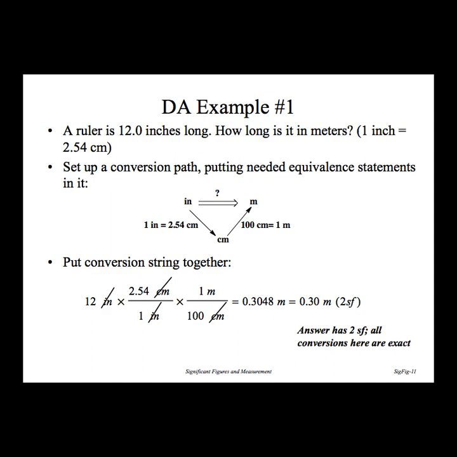Gives me 0.3048 meters. I'm only allowed two significant figures because I started with that 12. So my answer is 0.30 meters. That's two significant figures. All the conversions we use, notice, are exact. Well, let's look at another dimensional analysis example, and this one is a much more complicated one.